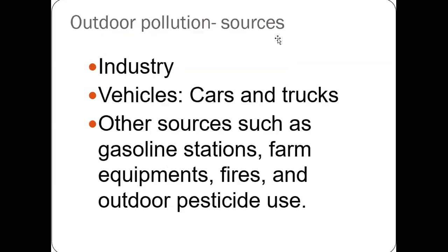So what are the sources of outdoor pollution? You have industry, as what I have told you, industry such as power plants, coal power plants, nuclear power plants, and the like. Vehicles, for one, is the primary source of outdoor pollution because of the emissions of cars and trucks that usually pollute the air. Other sources such as gasoline stations, farm equipment, fires, and even pesticides used.